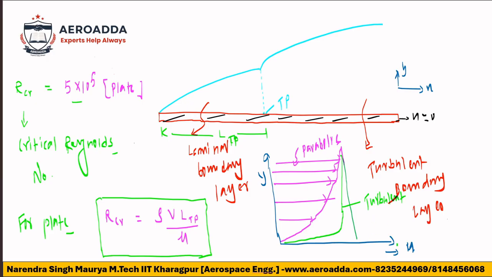So this is the turbulent one. This is basically the logarithmic velocity profile I am showing you. A question can be asked: what is the velocity profile in laminar boundary layers? You have to say parabolic. What is the velocity profile in turbulent boundary layers? You have to say logarithmic.